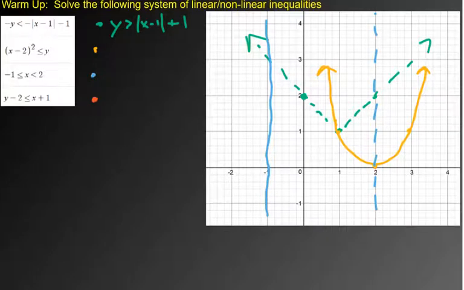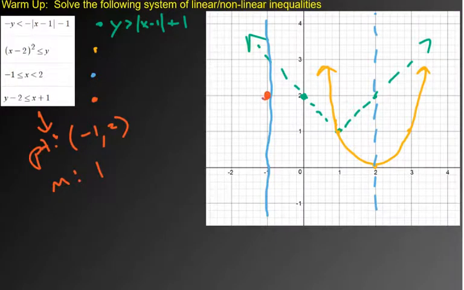And the last one's just a line in point slope, right? The point is just negative 1, 2, and the slope is just 1. So we're going to plot the point negative 1, 2, and then it's got a slope of 1. So we got that, and it's a solid line here. That's a good line. Okay.